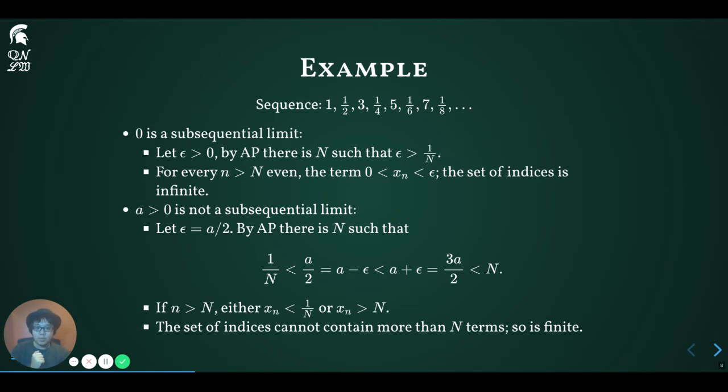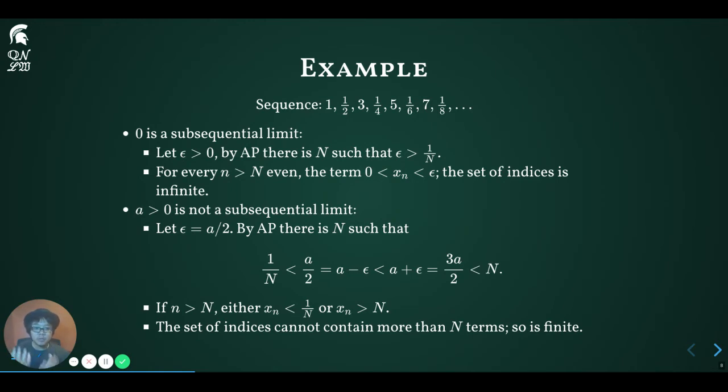The interval we hope the sequence will avoid is the interval from a minus epsilon to a plus epsilon. This interval is the same as the interval from 1/2 a to 3/2 a. By the Archimedean property, we can certainly choose an index n such that 1 over n is less than 1/2 a. And we can also choose an index such that it is bigger than 3/2 a.